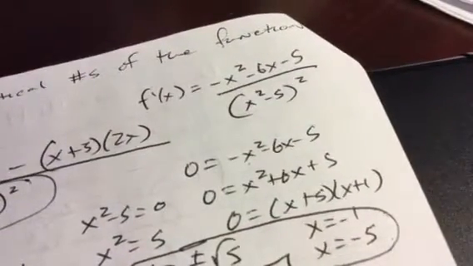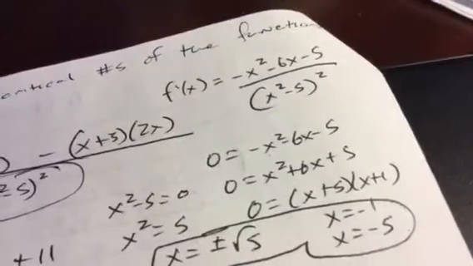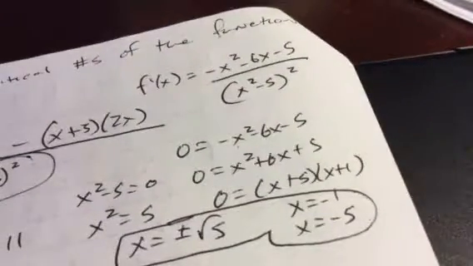Now, first off, the first critical value: you set the denominator equal to 0. That would make the derivative undefined. That's how I get plus or minus root 5. And the second one is you would set the top equal to 0. That's how you get a rational function to be 0. You need the numerator to be 0.